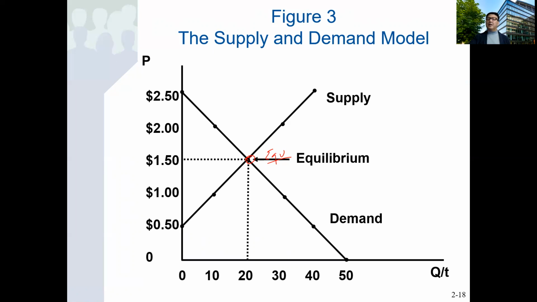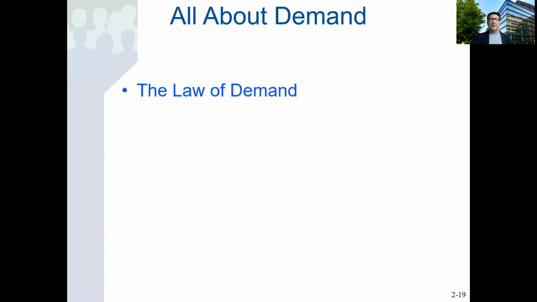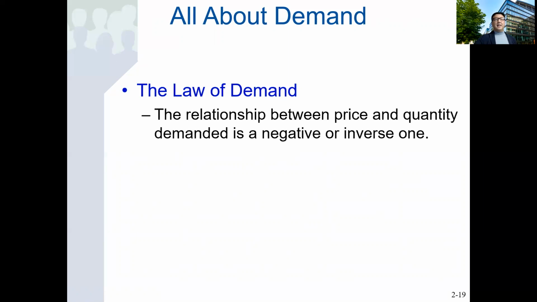The consumers are happy. So, all about demand, the law of demand. We have to make an assumption in this kind of model: the relationship between the price and quantity demanded is a negative, or inverse, one. What that basically means is that as the price decreases, there's more demand.